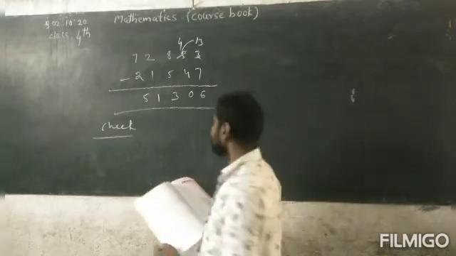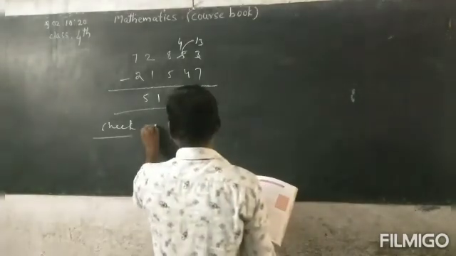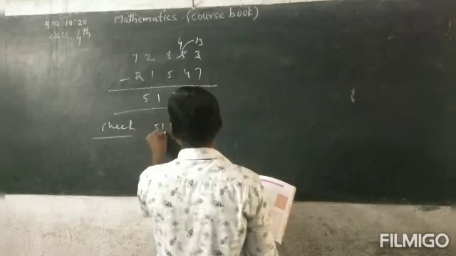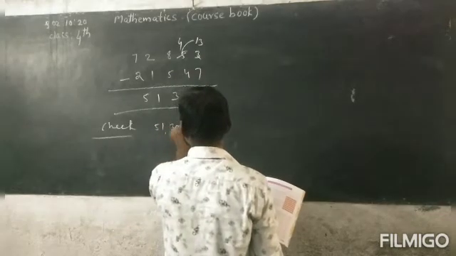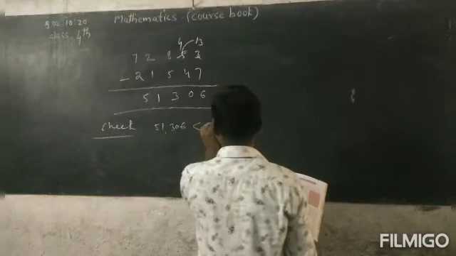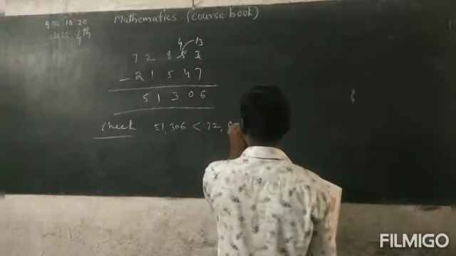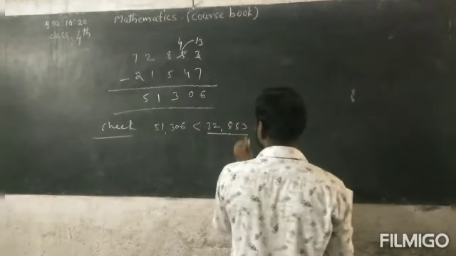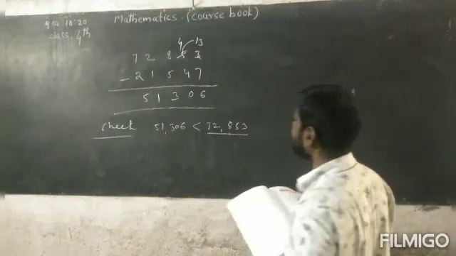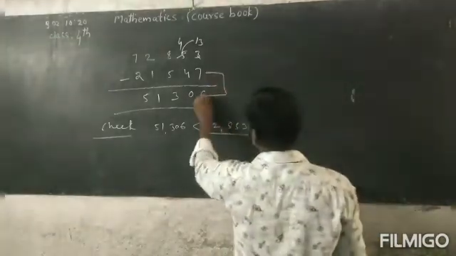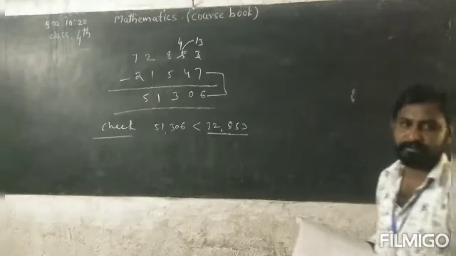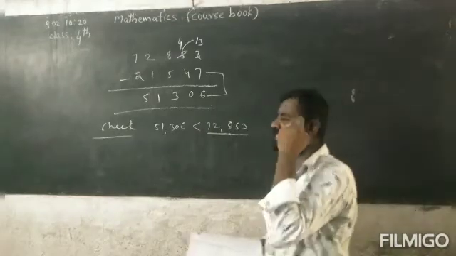See here, 51,306 is less than 72,853. So you can get 72,853 by adding these two numbers, you can get 72,853.